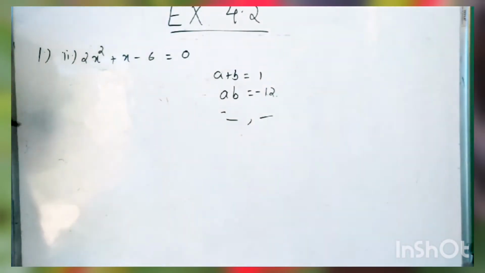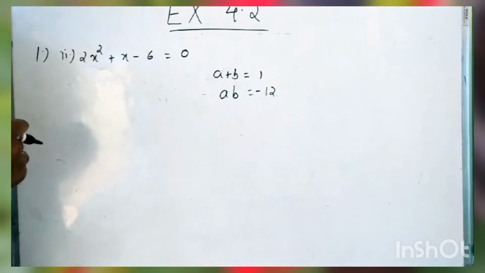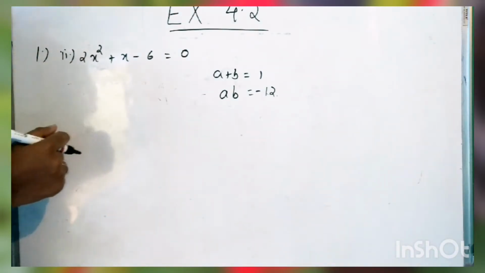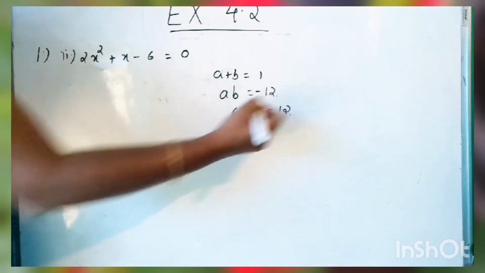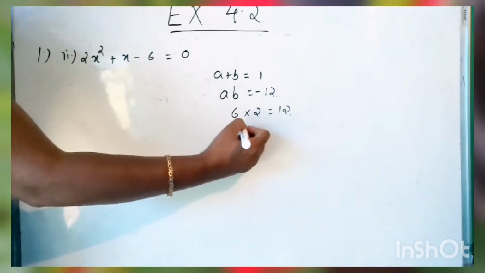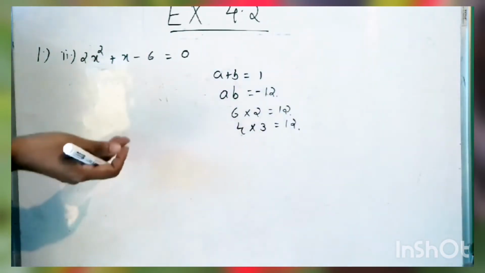Okay, so just tell me the numbers which give a product equal to 12. Product is equal to 12. Okay, 6 into 2, that is 12, right? And 4 into 3, that is also 12. 1 into 12, that is also 12.